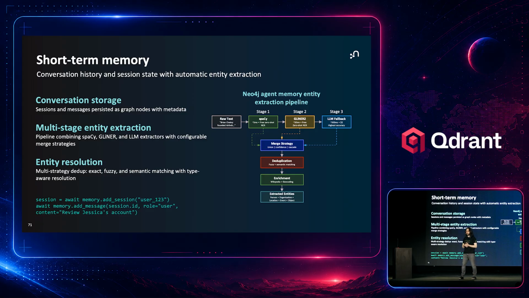So the short-term memory, some examples of this would be conversation storage about what the user has been discussing with the LLM or what your agents have been talking to each other about. Multi-stage entity extraction, so if you're pulling back information from MCP tools or other documents, doing entity resolution.